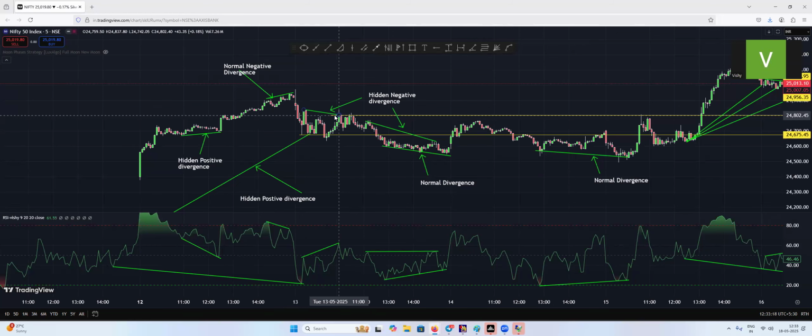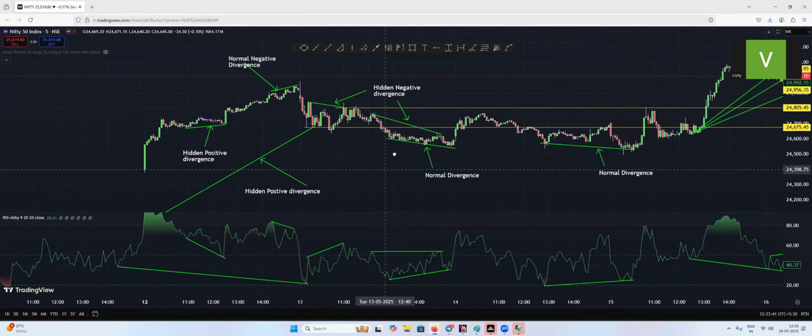And you see this price has made a lower high below this particular high, whereas RSI has made a high again, right? So a higher high. Price has made a lower high, RSI has made a higher high. So this is a hidden negative divergence.